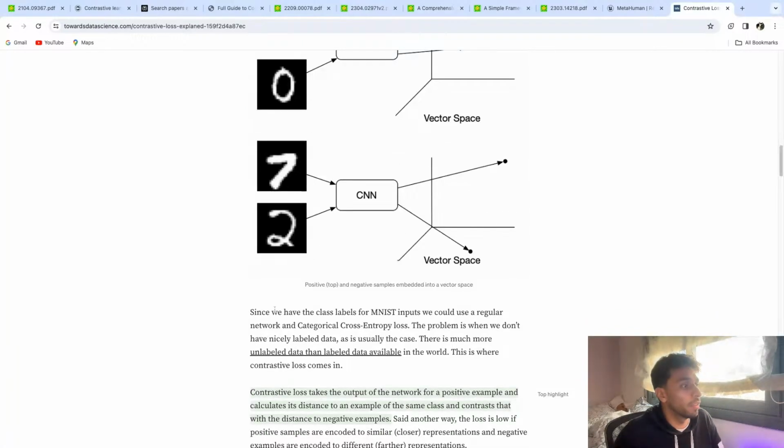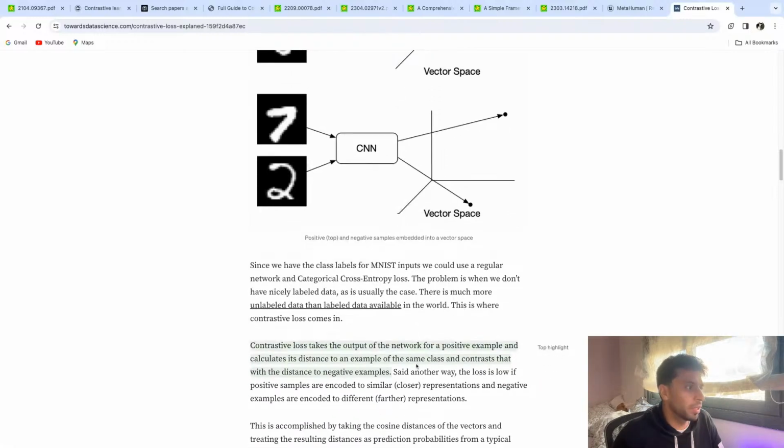Since we have the class labels for MNIST inputs, we could use a regular network and categorical cross-entropy loss. The problem is when we don't have nicely labeled data, as is usually the case. There is much more unlabeled data than labeled data available in the world. This is where contrastive loss comes in.